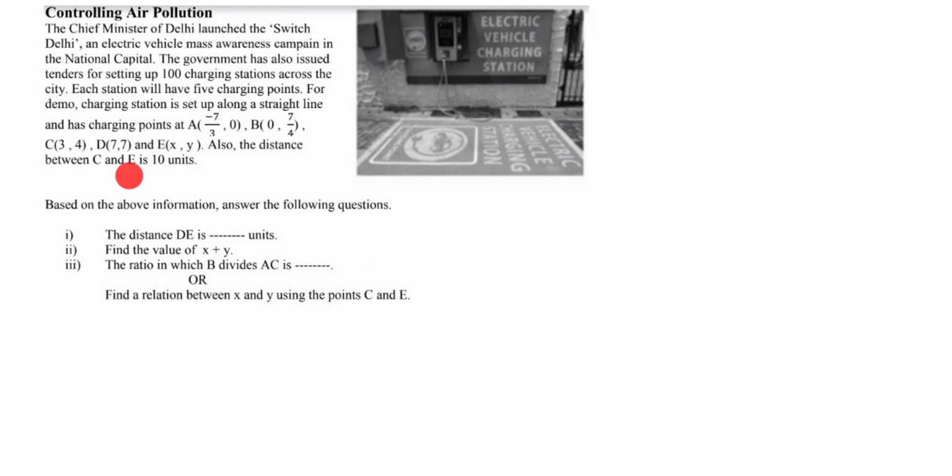Next question. Find the relationship between x and y using the points C and E. C and E values are given, and the distance value is 10 units. So the C and E distance is 10 units. What is the E value? We already got the E value of x comma y. X is 11, y is 10. What is the C value? C value is 3 comma 4. This is x1 comma y1, and this is x2 comma y2.